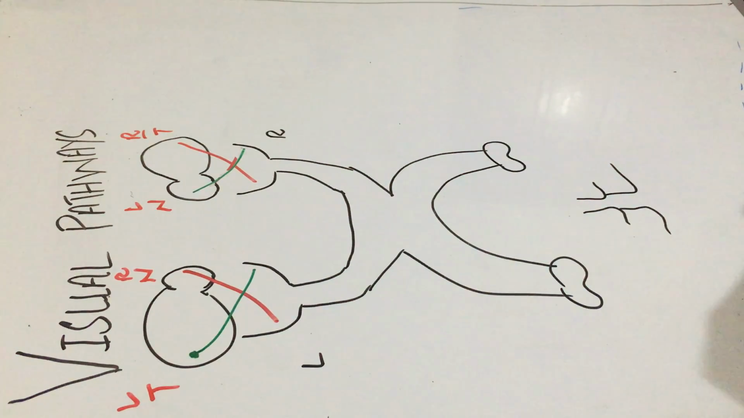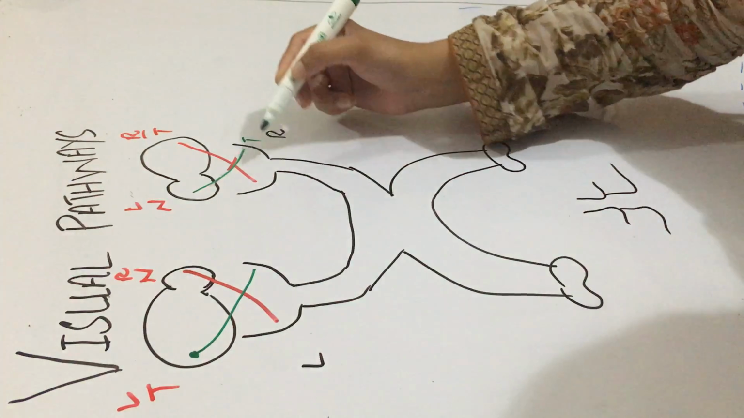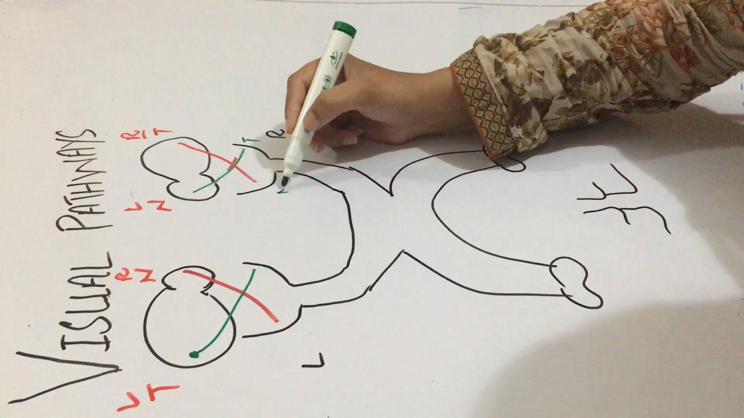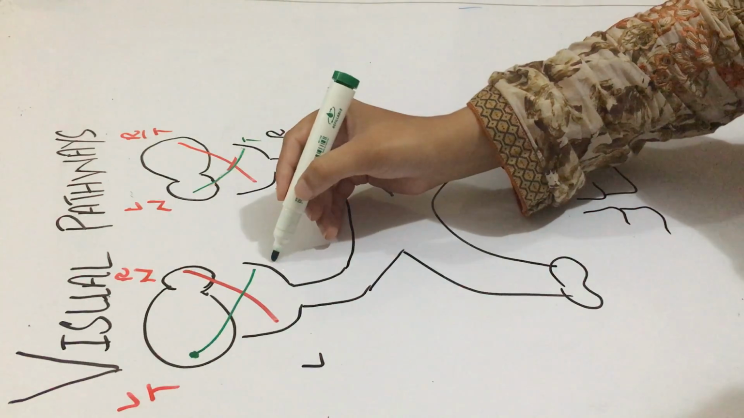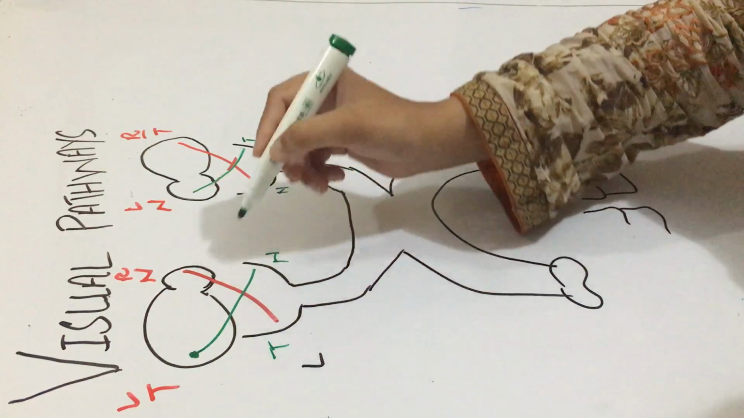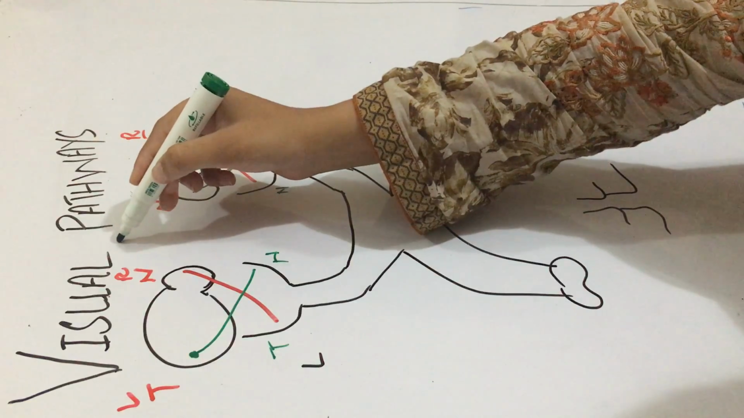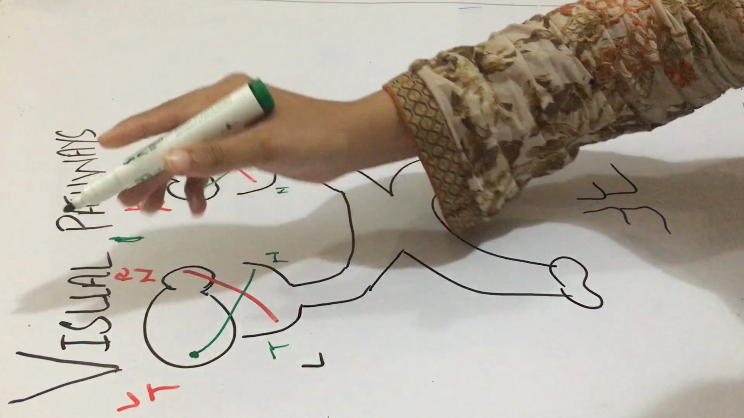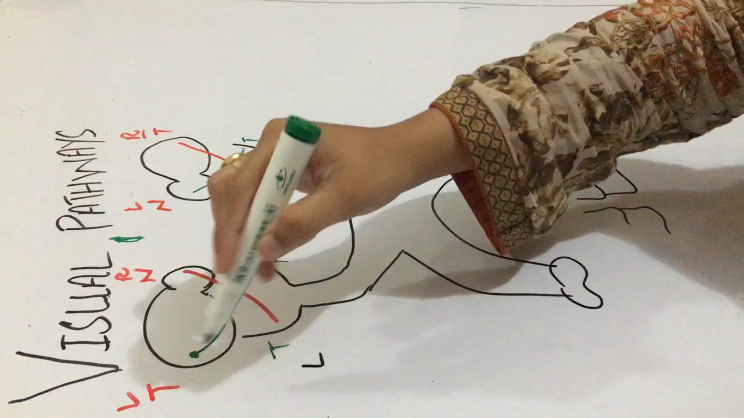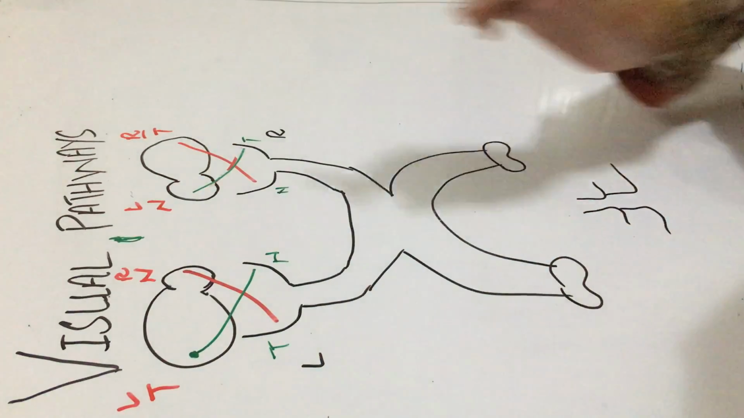Now, this is from the right eye. This is the temporal side of the right eye. This is the nasal side of the right eye. This is again the nasal side of the right eye, and this is the temporal side. Why is it called the nasal side, and why is this the temporal side? Because in the center, this is the nose, so this would be the nasal side, and here there is the temporal bone, so it will be called the temporal side.